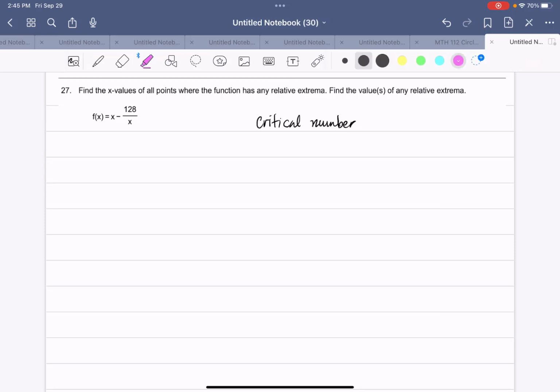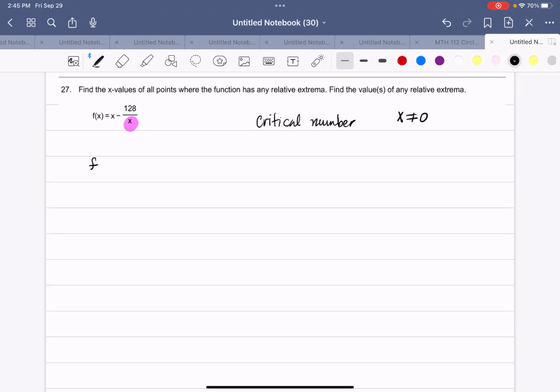But we have a bit of a problem here because our original function, x cannot be 0. So we have to not call 0 a critical number. Now, it doesn't mean that we don't put it on our number line. We do, because it is where the function doesn't even exist, but we don't call it a critical number.